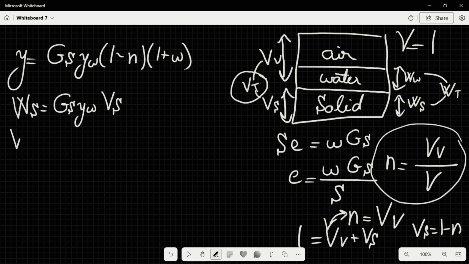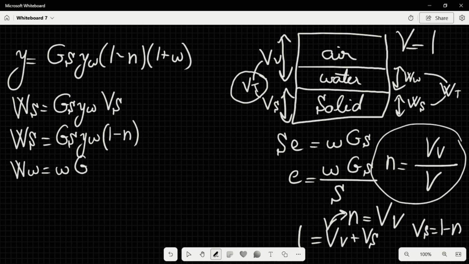So to replace this, we can see that the weight of solids is now equal to GS times gamma water times 1 minus n. The moisture content, by definition, is the weight of water over the weight of solids. So the weight of water is equal to omega times the weight of solids. So this would be GS gamma water times omega times 1 minus n.